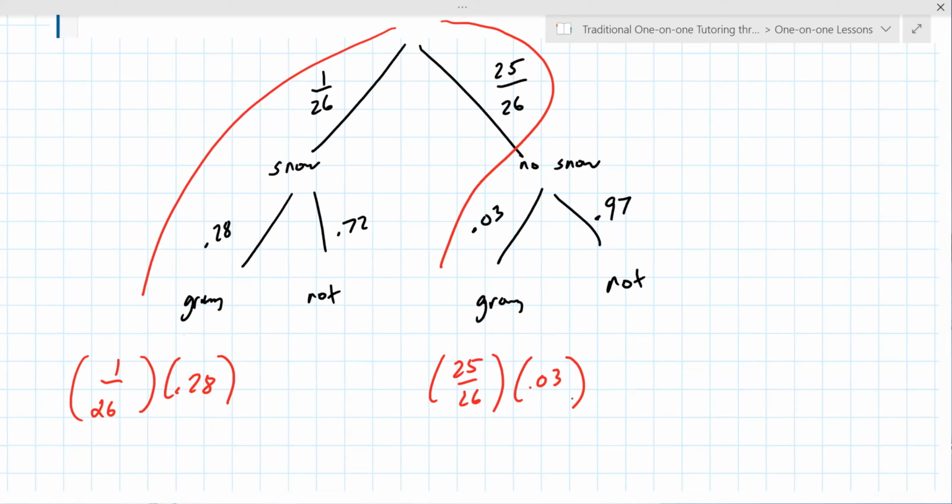Let me know when you get those two numbers. Is the first one 0.0107? Let's just go with 0.0107. And then what's the other one? 0.023.